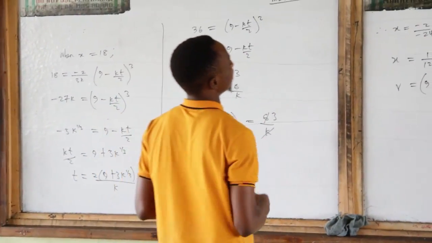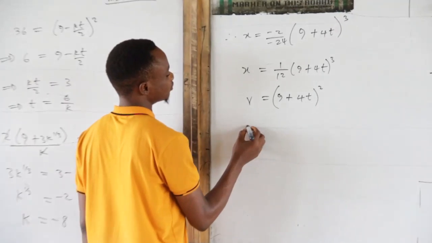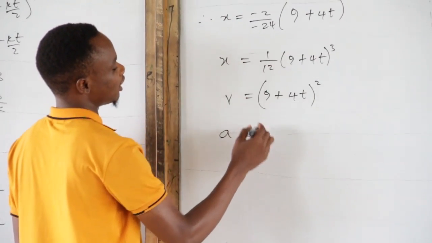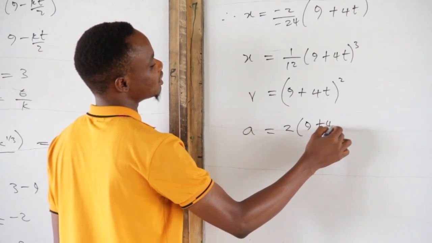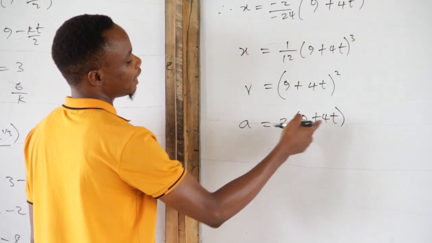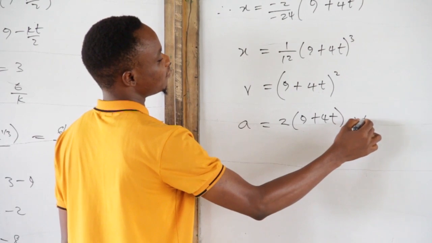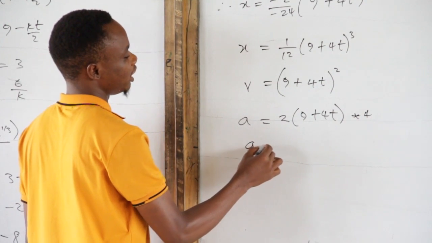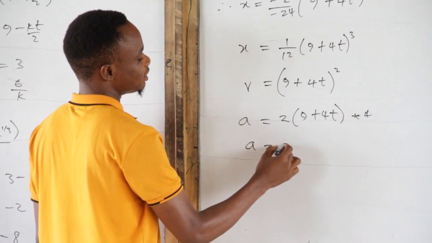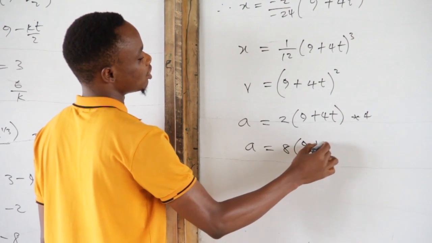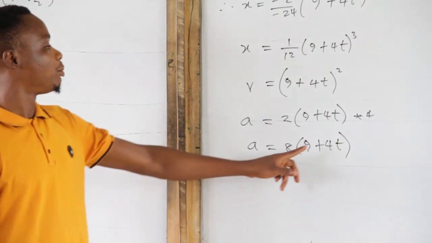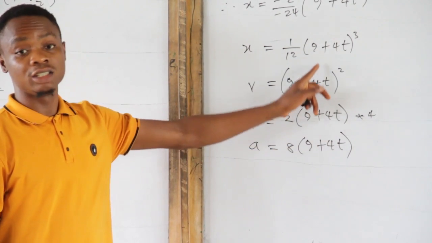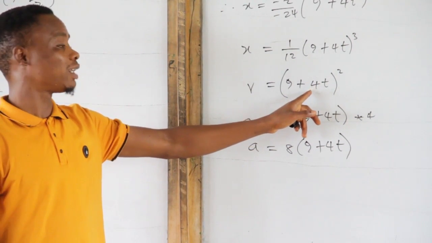When you differentiate v now, what do you get? Bring 2 down. That will be 2 into 9 plus 40. Then multiply by the derivative, that's multiplied by 4. That's going to be a equal to 8 into 9 plus 40. Does that make sense? Okay, 9 plus 40 is the square root of v. Do you agree with that? Do you understand what I'm saying?